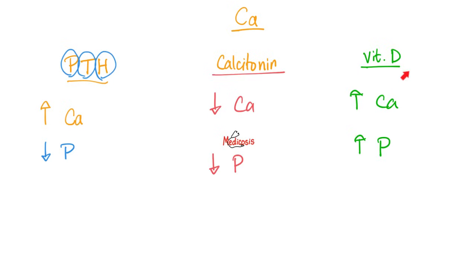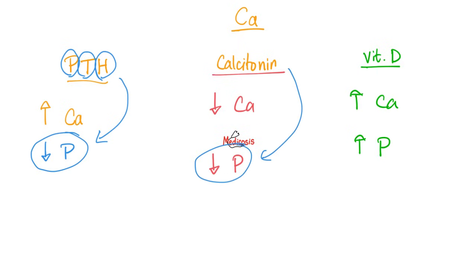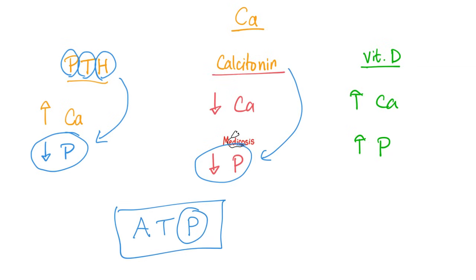Why do I like vitamin D so much? Because without vitamin D, please note what happens to phosphate. PTH trashed the phosphate. Calcitonin also trashed the phosphate. So without vitamin D, you will suffer from hypophosphatemia, and this is very dangerous because without phosphate, you cannot make adenosine triphosphate, which is the energy currency in the human body.